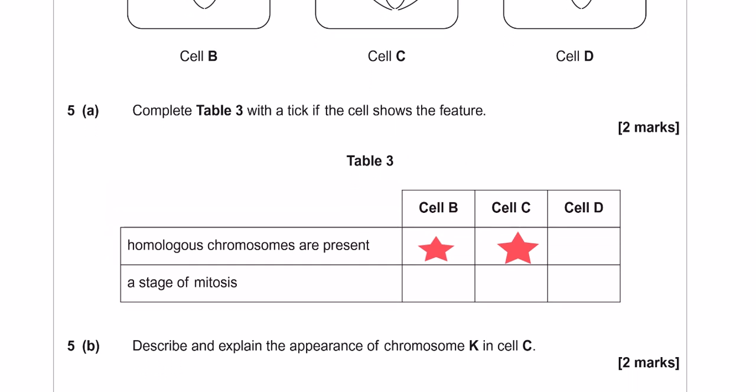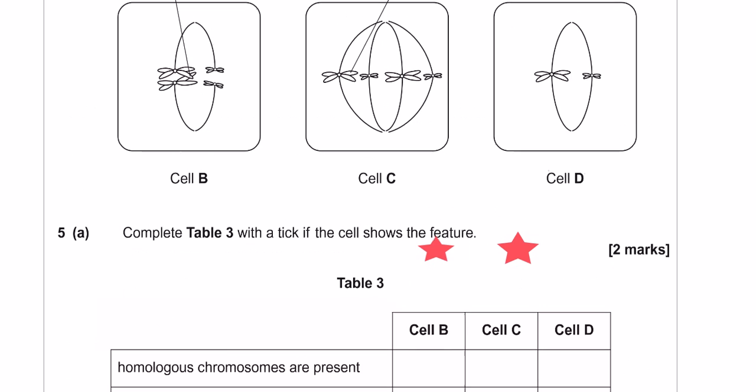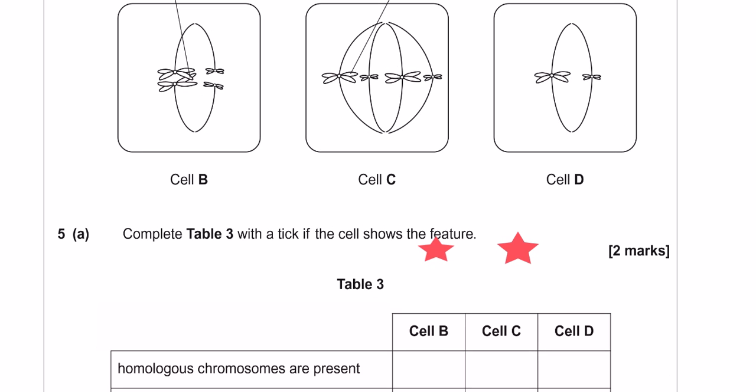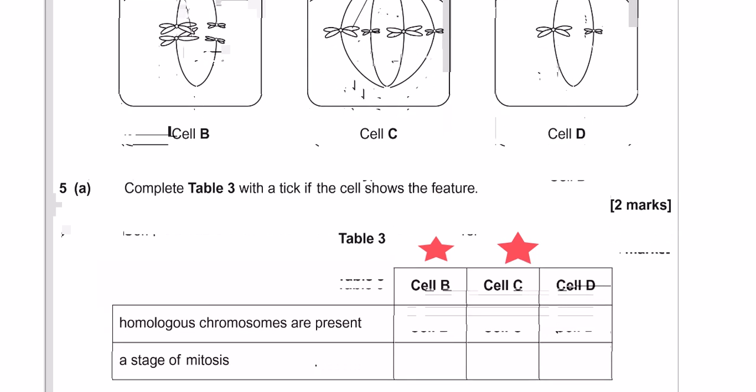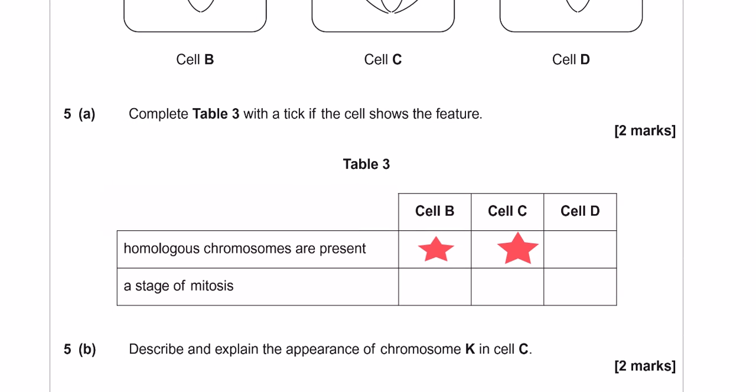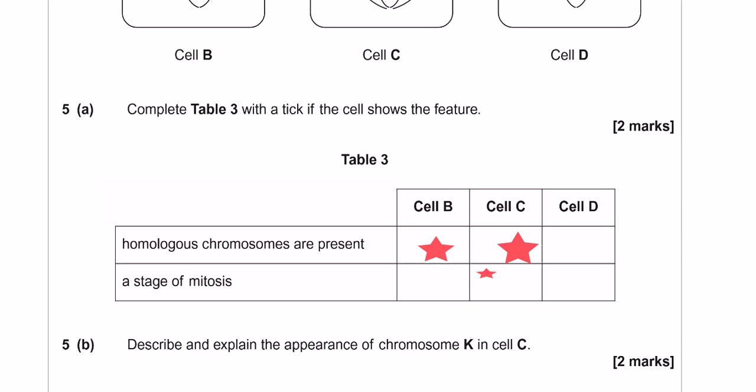Let's have a look. So you can see in cell B you've got homologous chromosomes, in cell C, but they're not. So a homologous chromosome is a pair of chromosomes. Okay, so hopefully you got that correct. And then a stage of mitosis, well, actually the only stage of mitosis there is going to be in cell C. Okay, so if I just put that correctly there, so in cell C.